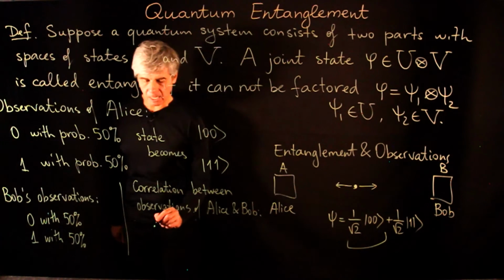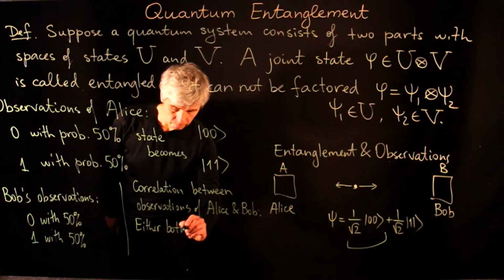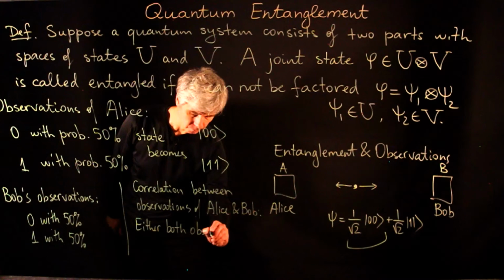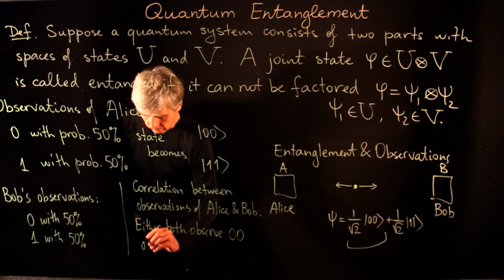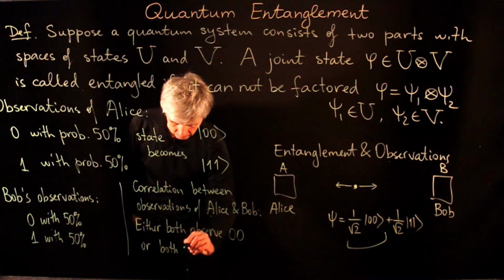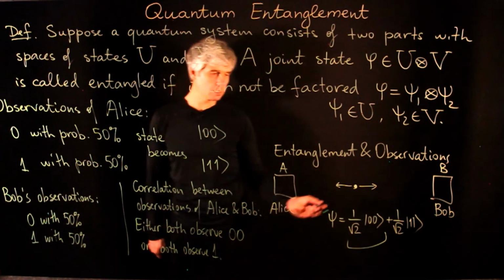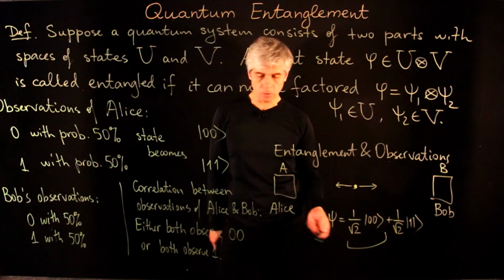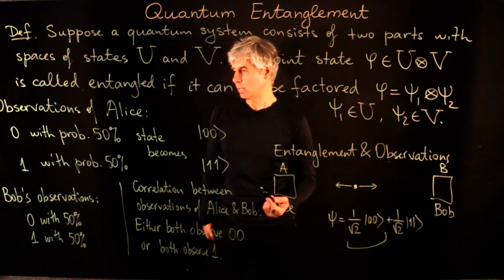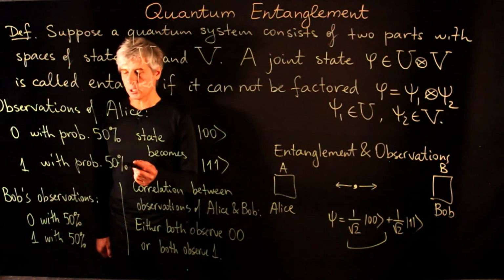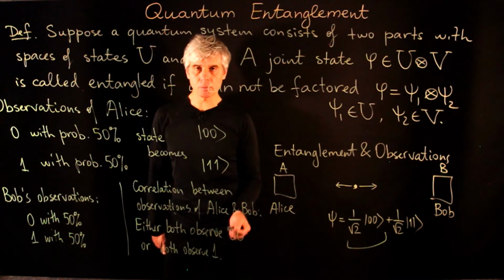So this means that either both observe 0, 0, right? Or both observe 1. So in this experiment, it is not possible for Alice to observe one value and for Bob to observe a different value. So this means that with probability 50%, each observes either 0 or 1, but there is a perfect correlation between their observations.